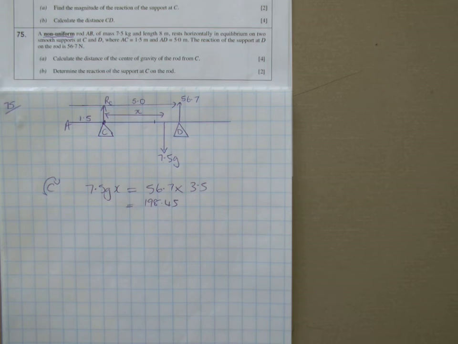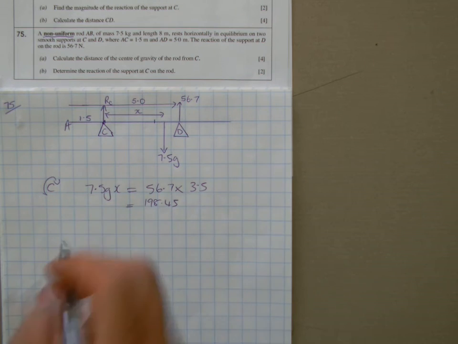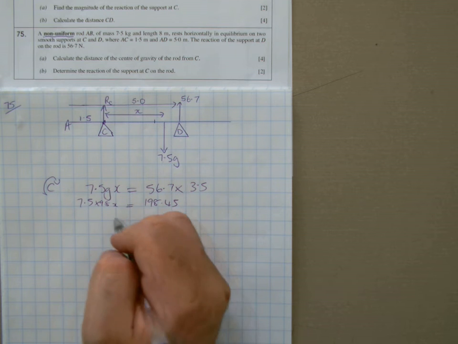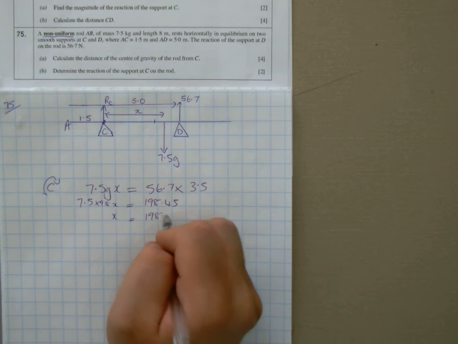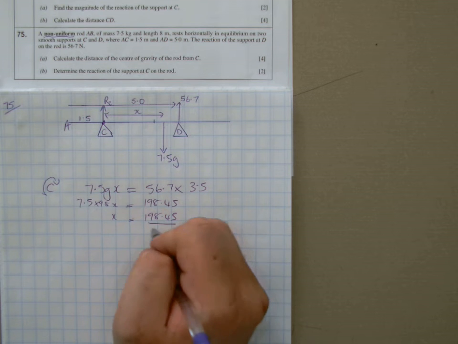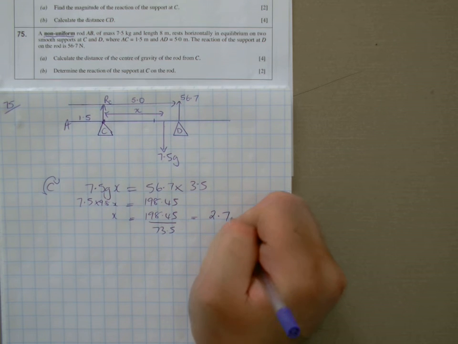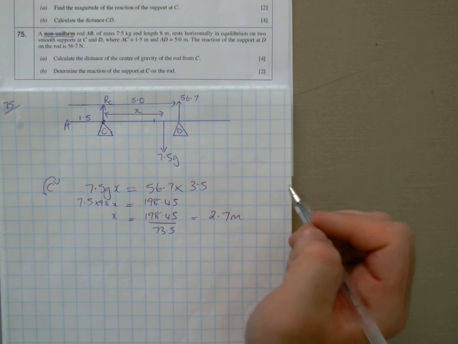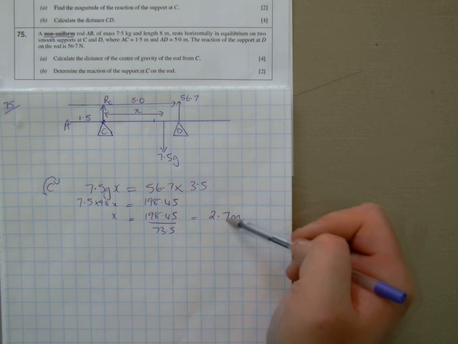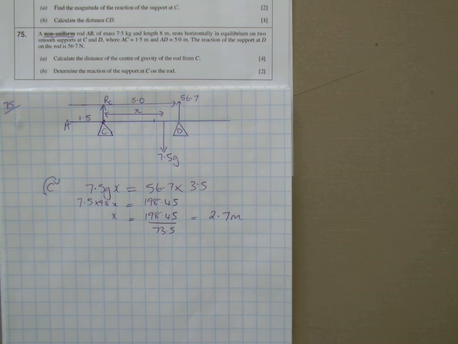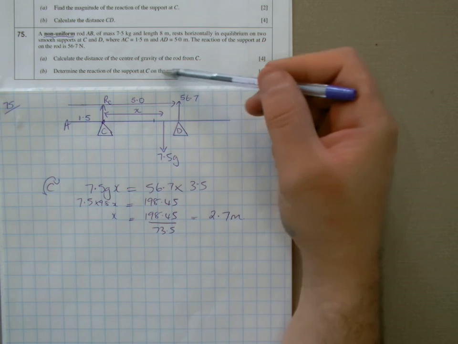198.45, and 7.5 times 9.8 then here, okay, right, so I get x then to equal 198.45 divided by 73.5. I get my distance then of x, so it's 198.45, divide by the answer, I get 2.7 metres. That's what we're going to have there, okay, so 2.7 metres is what x is going to be. And then it says determine the reaction of the support at C on the rod.